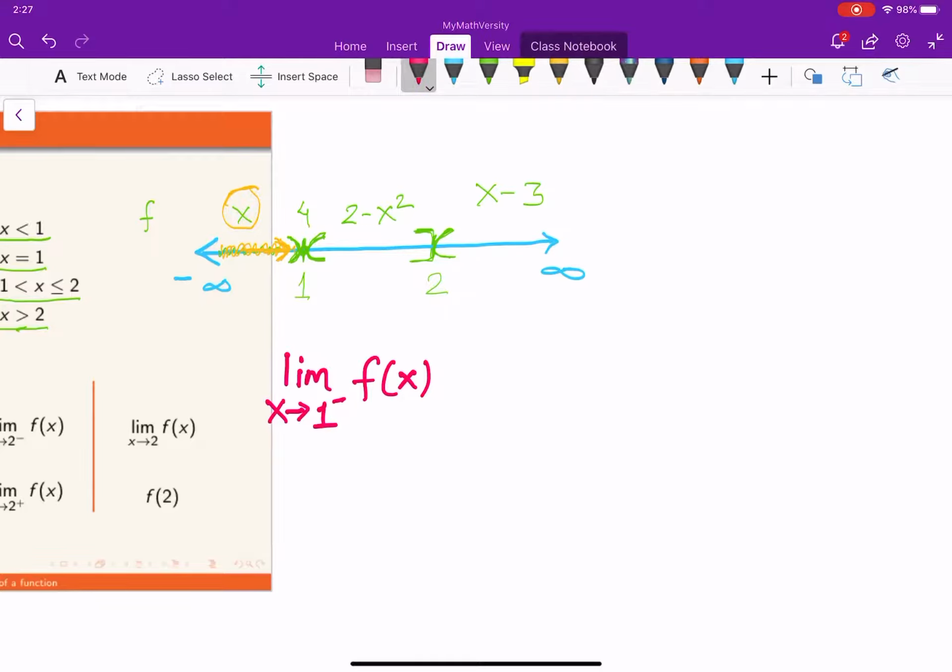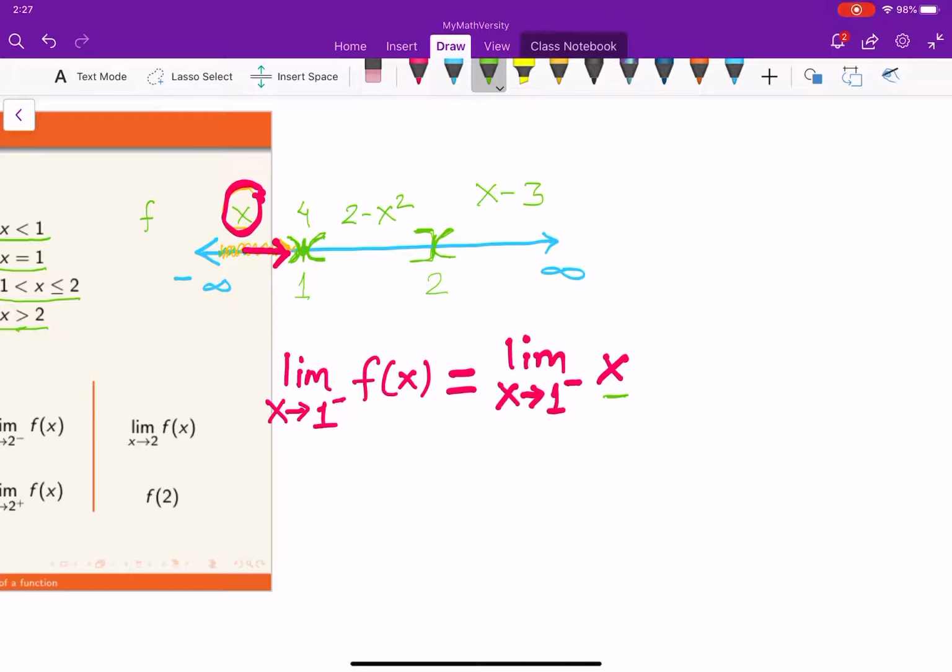So if that is the case, then computing the limit of the function at 1 from the left side is equal to computing the limit of which rule? Whenever we go closer and closer to 1 from the left side, this is the rule. So we just need to find the limit of x when x gets closer and closer to 1 from the left side. This x is just a polynomial function, and we know how to find the limit of a polynomial function.